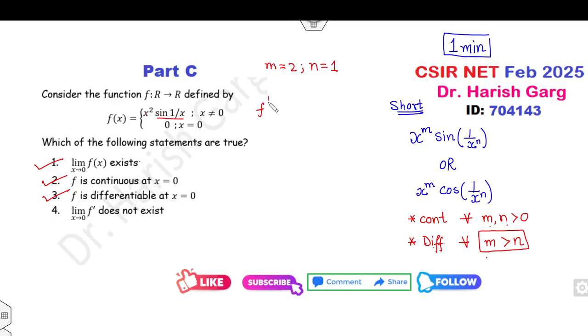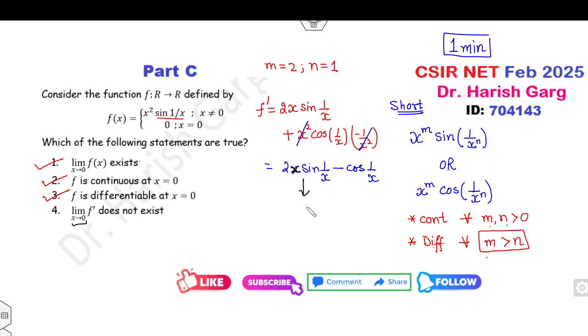What is f dash? If you find the derivative, it will be 2x sin(1/x) plus x squared times the derivative of sin, which is cos, and the derivative of 1/x is minus 1/x squared. Clearly this value will cancel out. It is 2x sin(1/x) minus cos(1/x). When you take the limit as x approaches 0, because of this x the first term will be 0, and the limit of the second term does not exist. Yes, so the correct options A, B, C and D are all right answers of this problem.